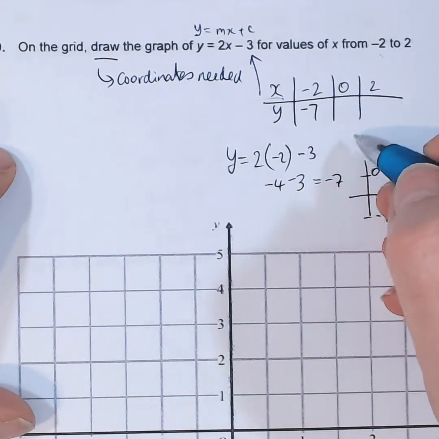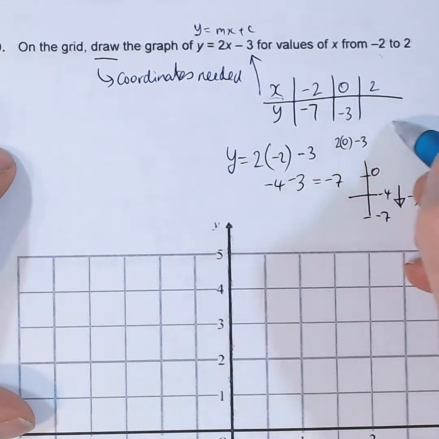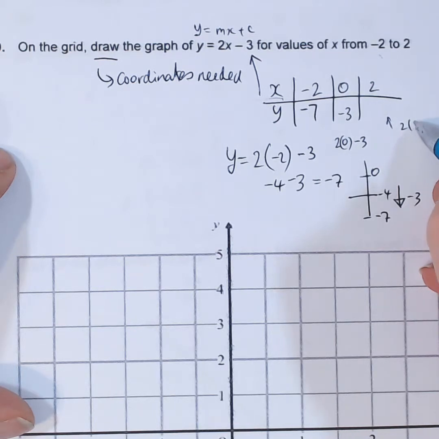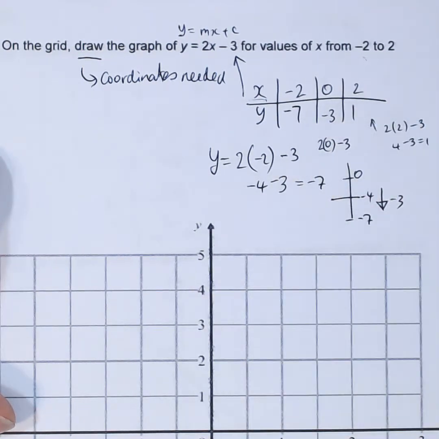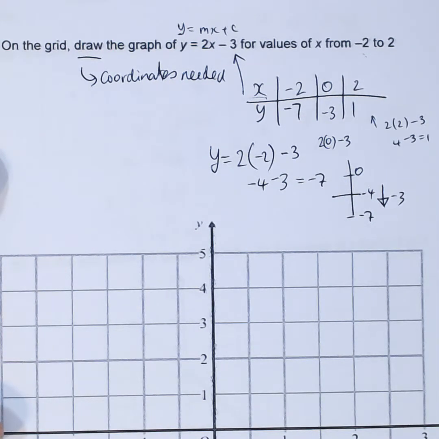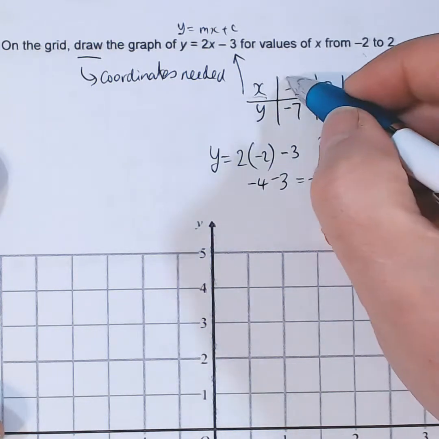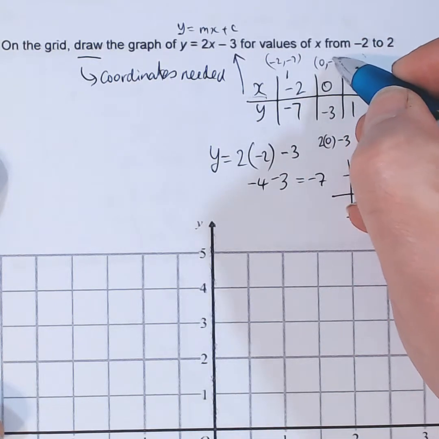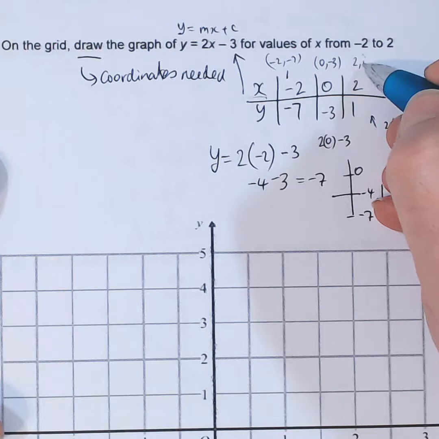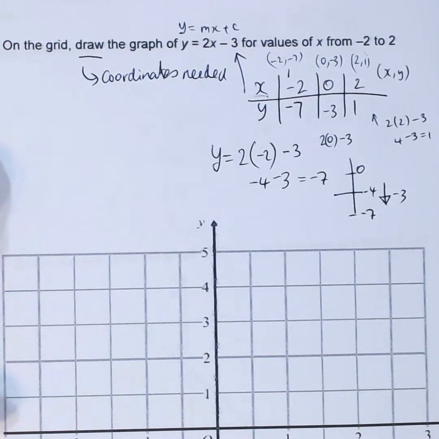When we put 0 in, then we're doing 2 lots of 0, take away 3, which is going to be -3. And when we put 2 in, we're going 2 lots of 2, take away 3, which is 4, take away 3, 1. So we recognise that that will be 1. So that gives us our coordinates, and because they're paired up, then this has given us the coordinate -2, -7. This has given us the coordinate 0, -3. This has given us the coordinate 2, 1. Remembering that all coordinates are x value first, y value second.